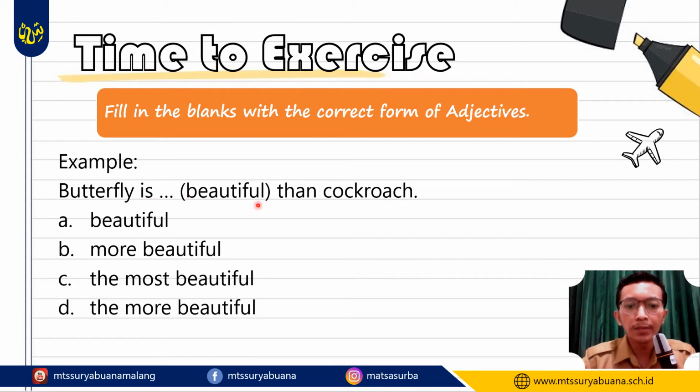Butterfly is blank, then cockroach. If there is the word then, it means that you have to use the second type of degrees of comparison, that is comparative degree. Lebih cantik, of course. So you have to find the word lebih cantik in the options. So the correct answer is more beautiful. Butterfly is more beautiful than cockroach.